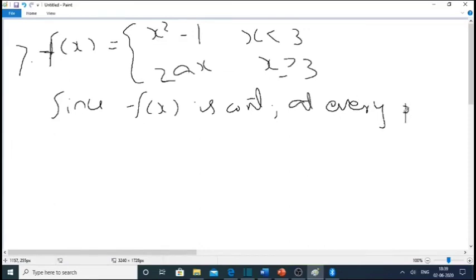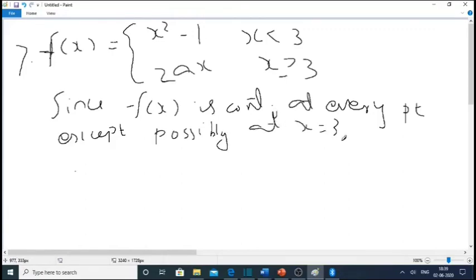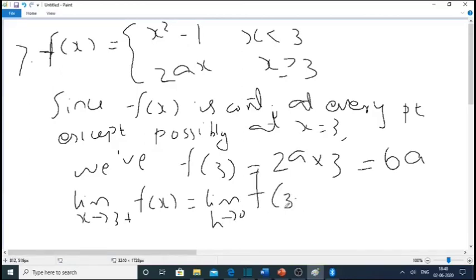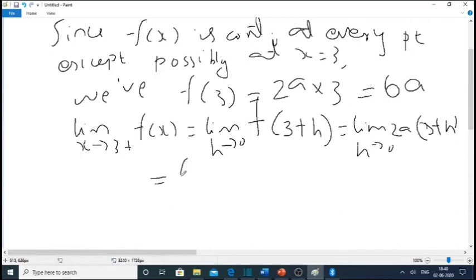at every point except possibly at x equal to 3. We have f of 3 equal to 2a into 3. f of x equal to 3 ഉള്ള വാല്യൂ സബ്സ്റ്റിറ്റ്യൂട്ട് ചെയ്യാം, which is equal to 6a. ഇനി limit x tends to 3 plus f of x, which is equal to limit h tends to 0 f of 3 plus h, which is equal to limit h tends to 0 2a into 3 plus h, and x greater than or equal to 3 ആവുമ്പോഴുള്ള വാല്യൂ 2a into, h 0 ആവുമ്പോൾ which is equal to 6a.